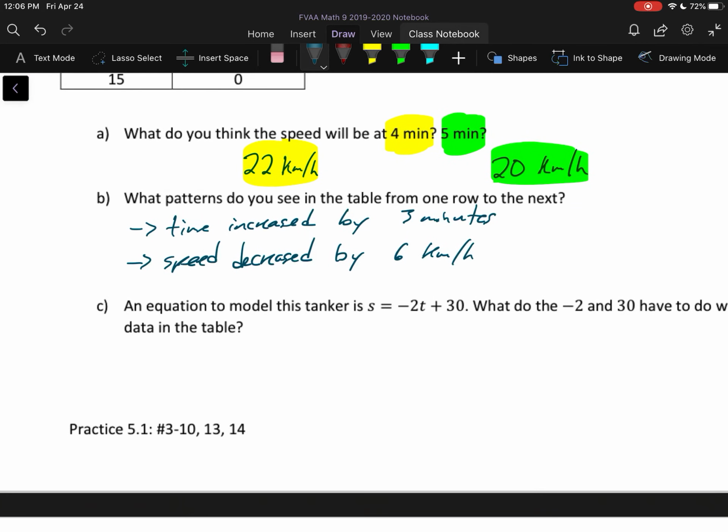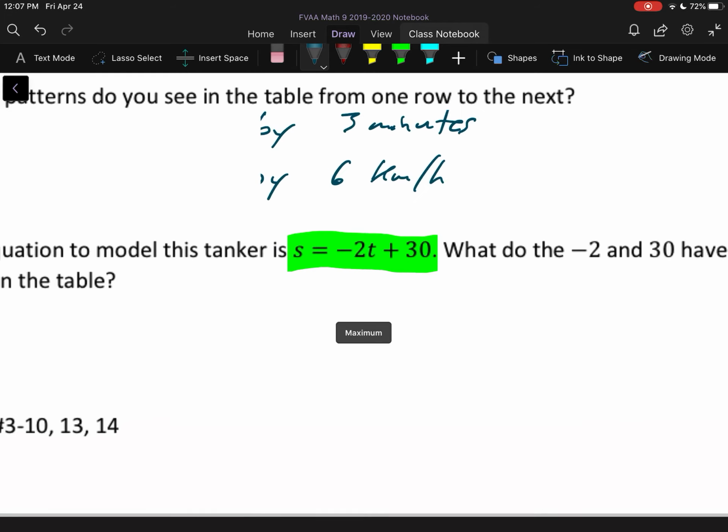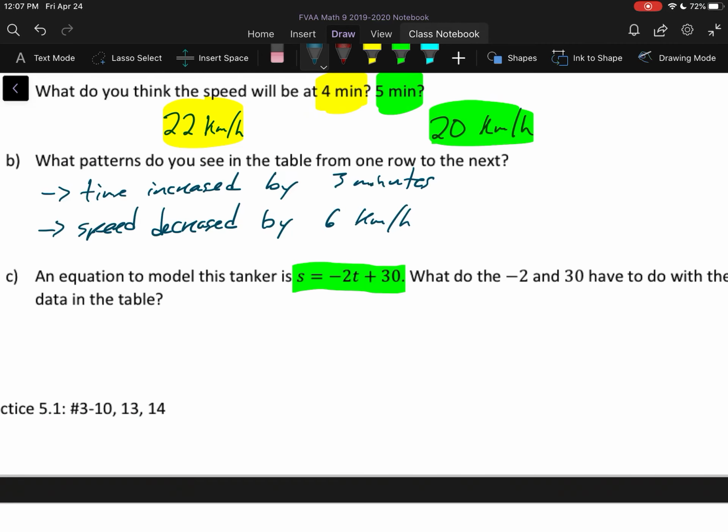An equation to model this tanker that they've come up with is this equation here. S is equal to negative 2t plus 30. What do the negative 2 and the 30 have to do with the data on the table? What is the negative 2 and the 30?